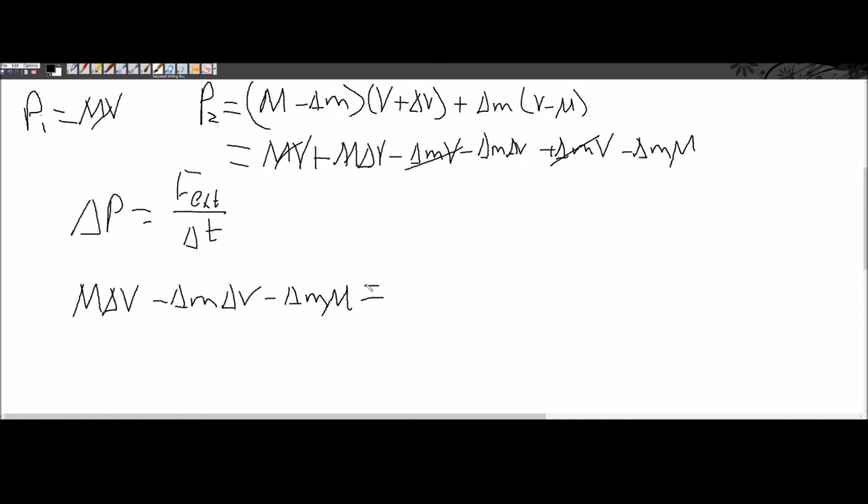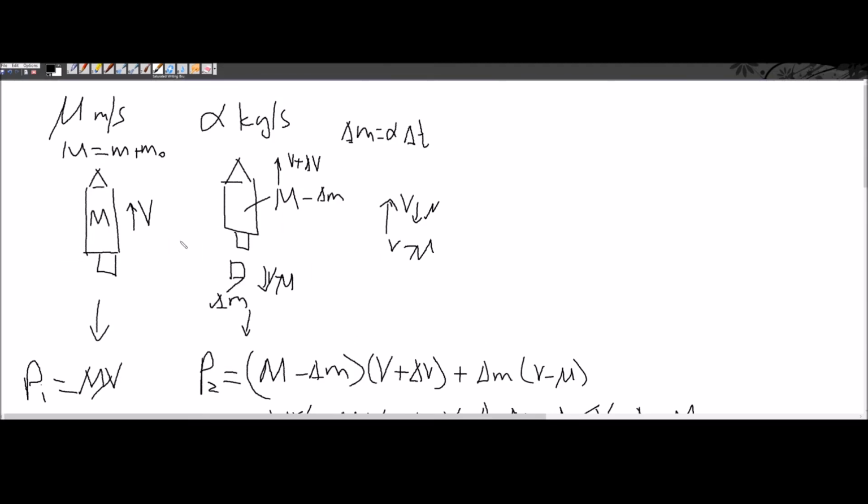Oh wait, I made a mistake, my bad. It's not supposed to be like this. Your external force is going to be your change in momentum over the changing time, so this is going to be over big delta t. And your external force, right?